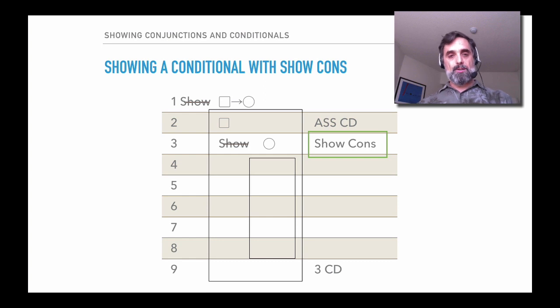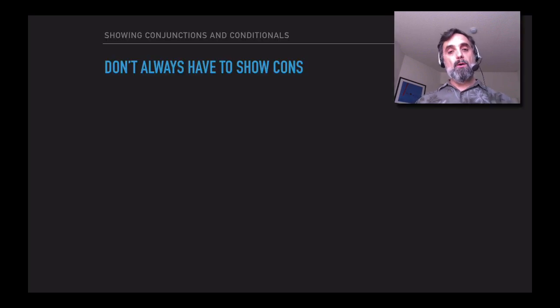So this is what it looks like. You'd say show, box, arrow, circle. You'd say box, assume CD. And then you'd say show circle using show cons. You do whatever you do to get circle. You box and cancel that line, box and cancel line 3. However you do, it's going to depend upon what circle actually is. But then, having done that, you can then say 3 CD, and your entire derivation is complete. So you don't always have to show cons, but it's never wrong.